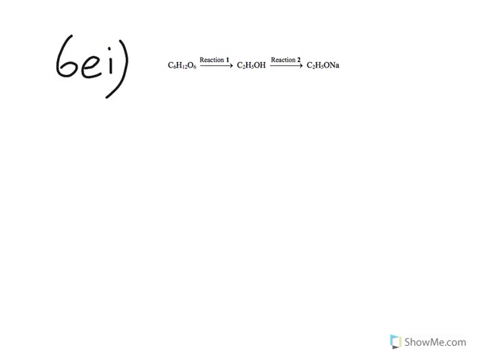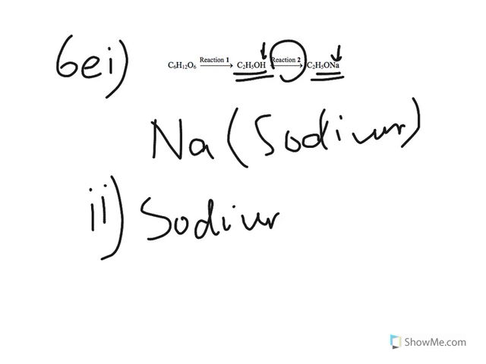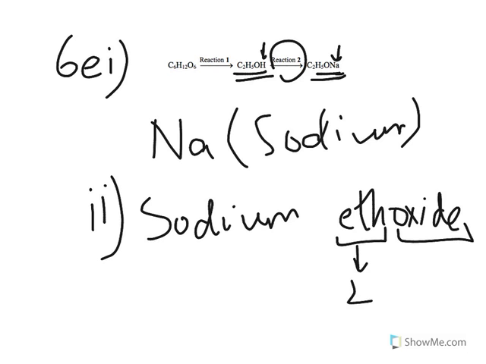Alright, question 6E1 is asking you what is happening in reaction 2 over here. So basically what you have here is C2H5OH, and then over here what you have is C2H5ONa. So that means that the hydrogen has actually been displaced by the Na. So what has been added is basically just Na, or sodium. And 6E2, you just have to name the product, which is C2H5ONa, and the name of this product is just sodium ethoxide, right? Because the sodium is over here, and C2H5O is ethoxide, and eth is because of the 2 carbon atoms, and the oxide is because of the oxygen.